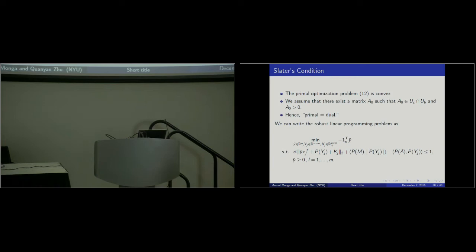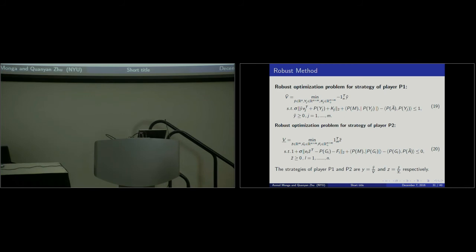I'm not asking you to understand everything I'm going through, just to tell you that we end up with a convex optimization problem, which is nice to solve. Still, you can say this convex optimization problem could be of large scale. Thinking about this y, it could be a long vector, making a huge optimization problem, so you have to resort to distributed optimization, which could be enabled by a lot of techniques. I'm not going to talk about that right here.